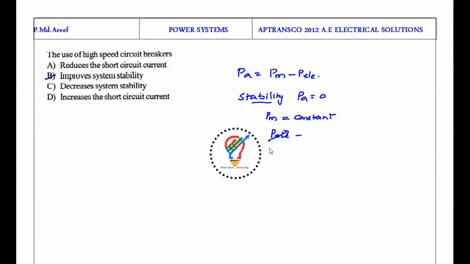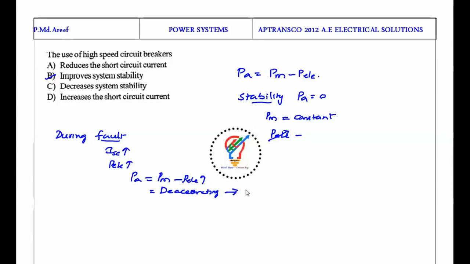During fault conditions, the short circuit current will be very high, so the electrical power will be very high. When the electrical power is high, Pa, which is Pm minus P electrical, becomes very high, so the accelerating power becomes decelerating power.